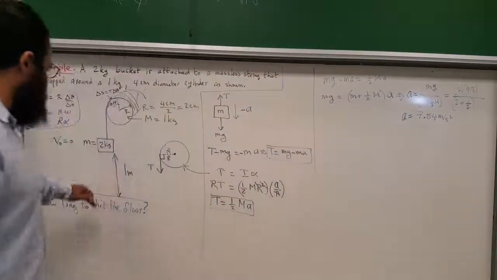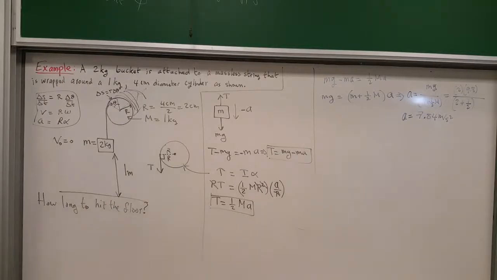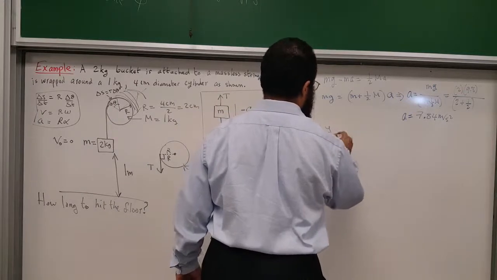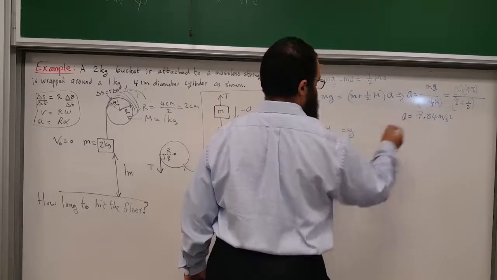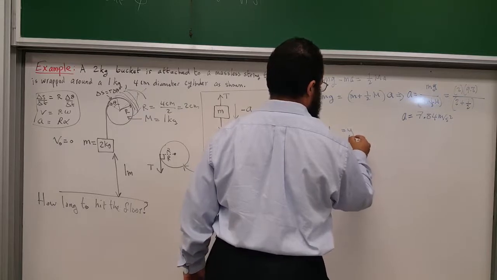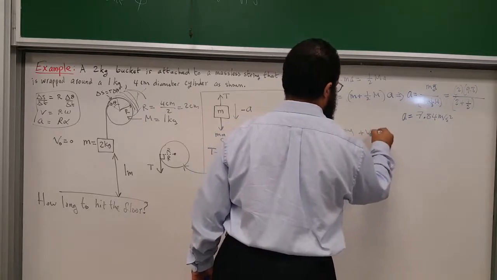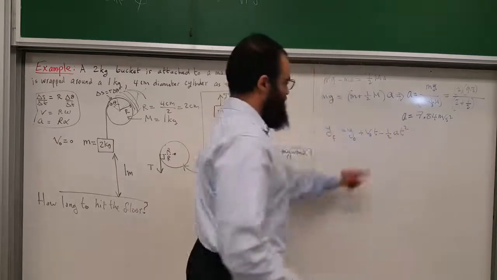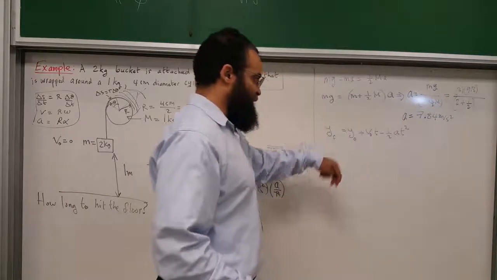Now, how long will it take it to fall? I think it says, yeah, how long? Well, I have y final equals y initial plus v initial times the time minus 1/2 of the acceleration times the time squared. This is motion at constant acceleration. The minus sign is because the acceleration is in the downward direction.